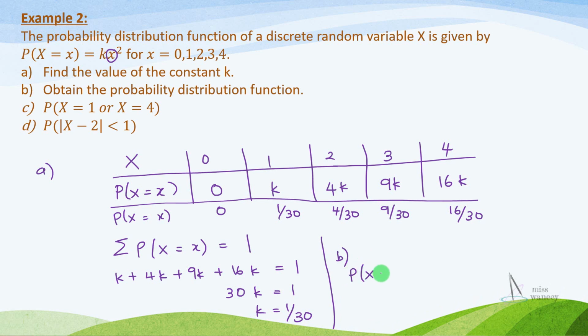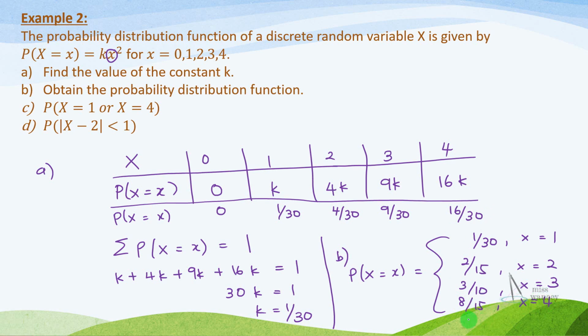Okay, so we need to have the probability distribution function, the probability of x equal to x. Let us start with 1 over 30, so this is for x equal to 1. 4 over 30, so this is 2 over 15, when x equal to 2. 9 over 30, divide them by 3, we get 3 over 10, when x equal to 3. 16 over 30, we can simplify them to become 8 over 15, when x equal to 4. And of course you have one extra thing, which is 0 for elsewhere.